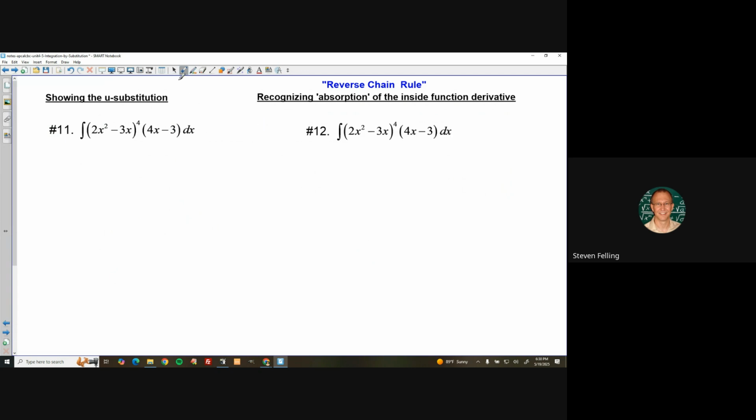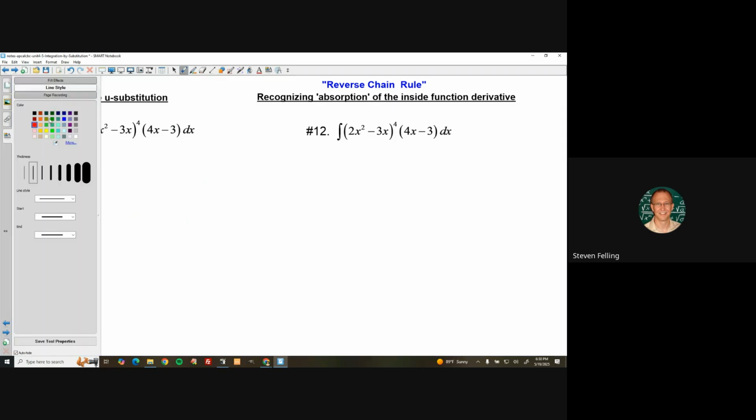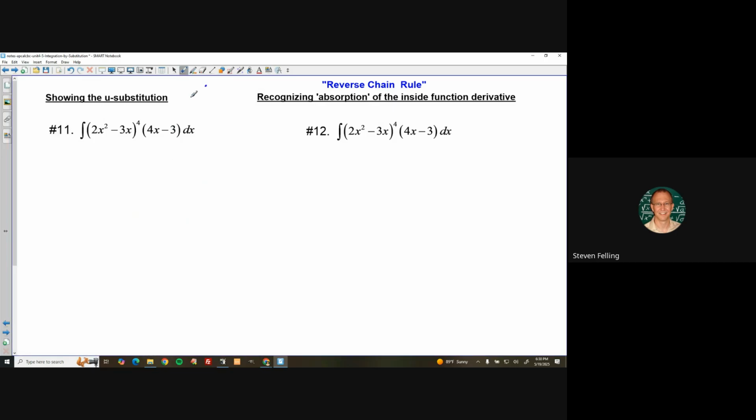Okay, let's do this. Here's another pair of the same problem. We can do it both ways. Traditional u substitution would say the inside function here, which I will identify explicitly as u, is 2x squared minus 3x, because that's inside this to the fourth function. The derivative of that would be 4x minus 3. So du would be 4x minus 3 dx.